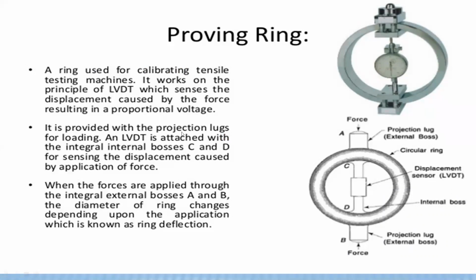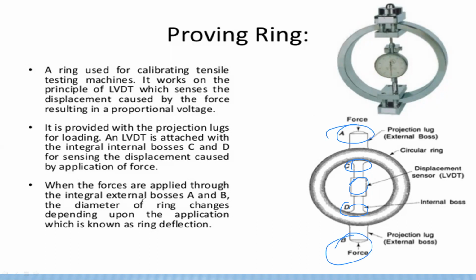It is provided with projection lugs for loading, and the LVDT is attached to the integral internal bosses C and D. The LVDT is placed there for sensing the displacement caused by the application of force. The LVDT is used to sense how much deflection is caused by the force. When the forces are applied through the integral external bosses A and B, the external forces are acting on A and B.